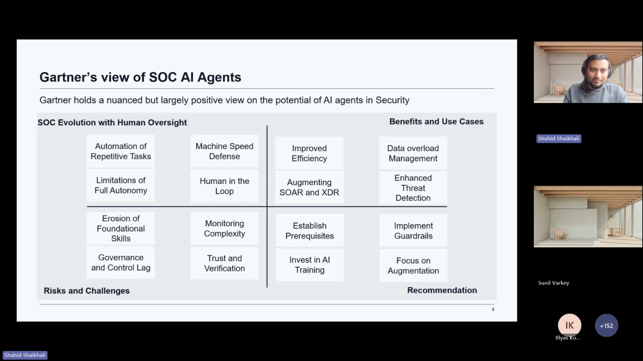Let's ask that question. Let's see what Gartner thinks about this. Gartner takes a balanced stance.